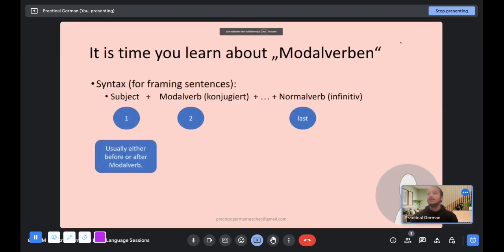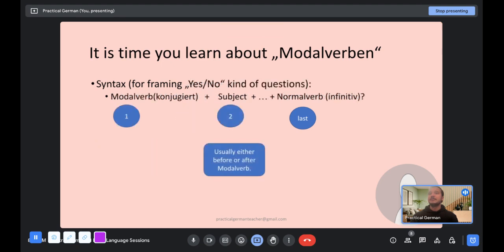So this is for framing a sentence. What about a yes or no question? It is: modal verb, conjugated subject, and then other things, normally an object or an adjective, and the normal verb in infinitive form, then a question mark.